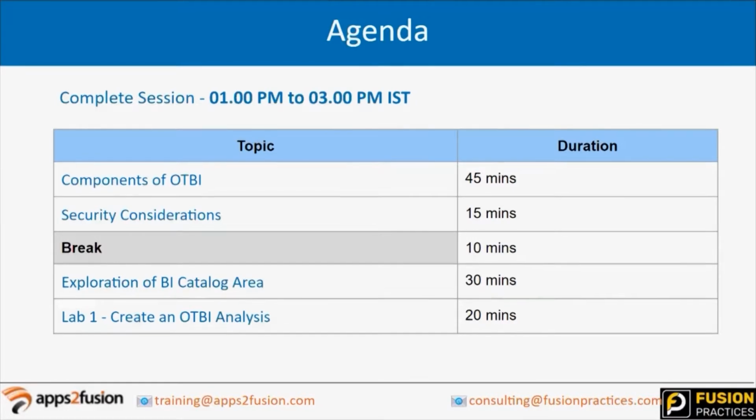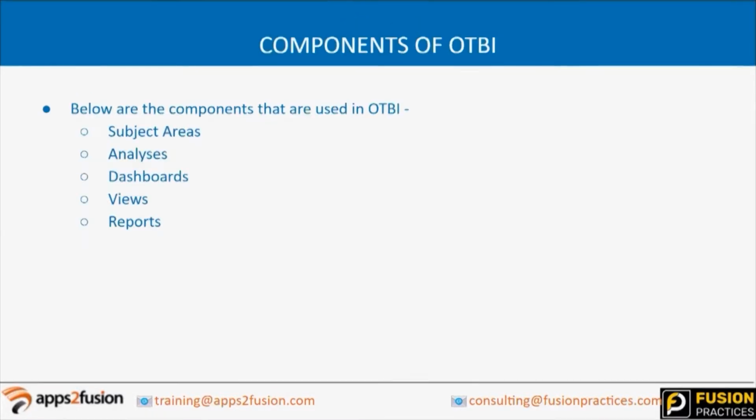After that, we will create a very simple OTBI analysis, and we'll see how to set the column properties. A very basic, simple analysis we'll create today. The Word document that I've shared contains all these steps, so we'll follow that and create a simple OTBI analysis today.